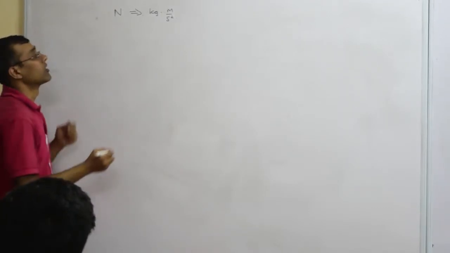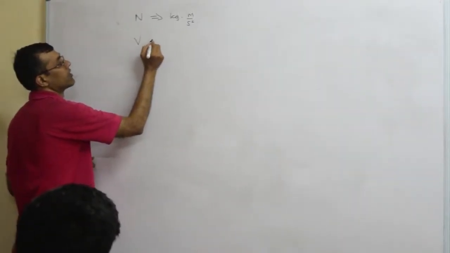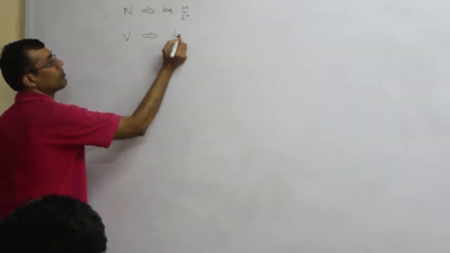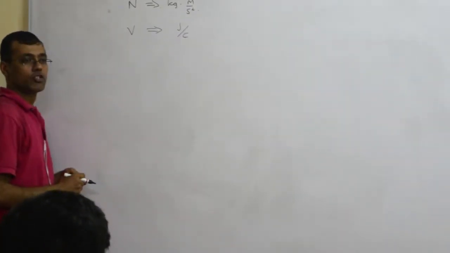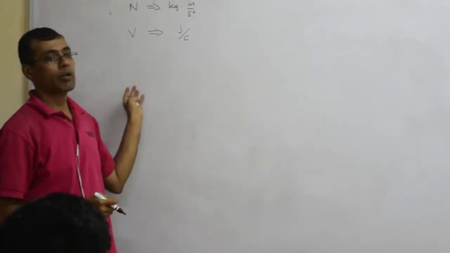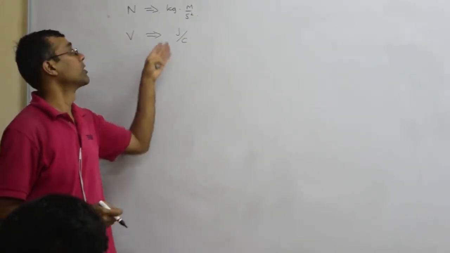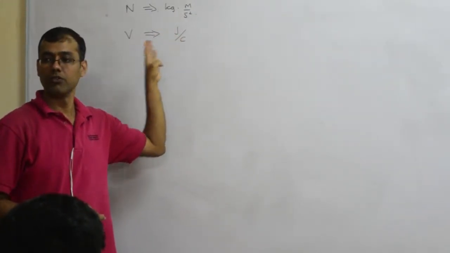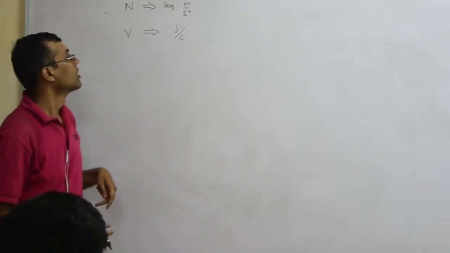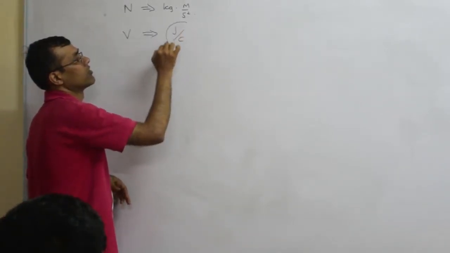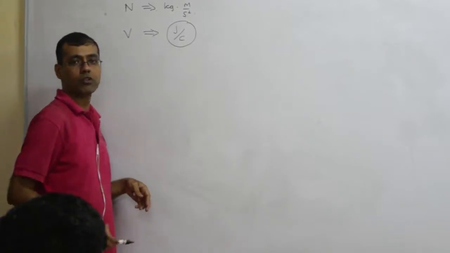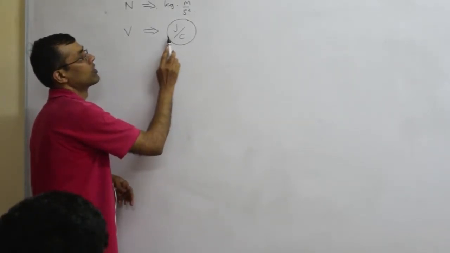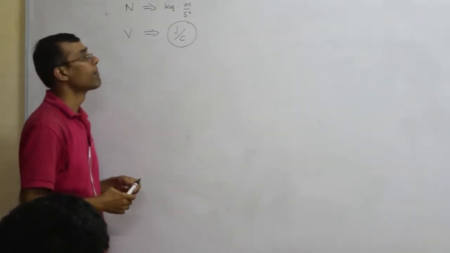So similarly, for volt, I would say it's nothing but joule per coulomb. Again, joule is not the base unit. Joule can be written as Newton into meter. Newton can be written as kg meter per second square. So it just keeps on going, right? But for our understanding, I think we can stop here, even though this is not a base unit. So you should understand voltage is joule per coulomb. Okay.